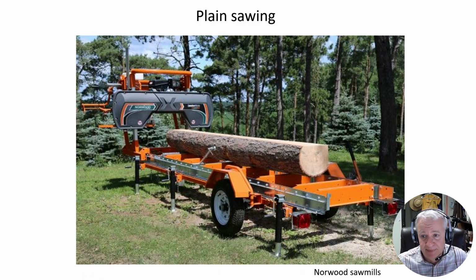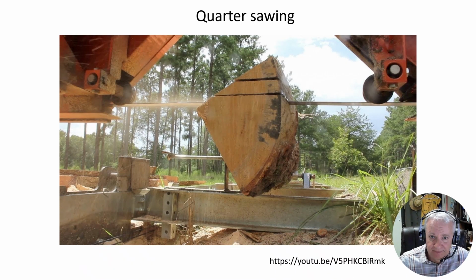This is a portable sawmill, but industrial sawmills usually use bandsaw blades as well, and usually those boards are cut by plane sawing. But in some cases, people may choose to quarter saw wood. And this is an example of a quarter sawing setup being done. So the log is literally quartered and then rolled on its side. Those quarters are rolled on their side so that each cut is on an approximately radial plane.